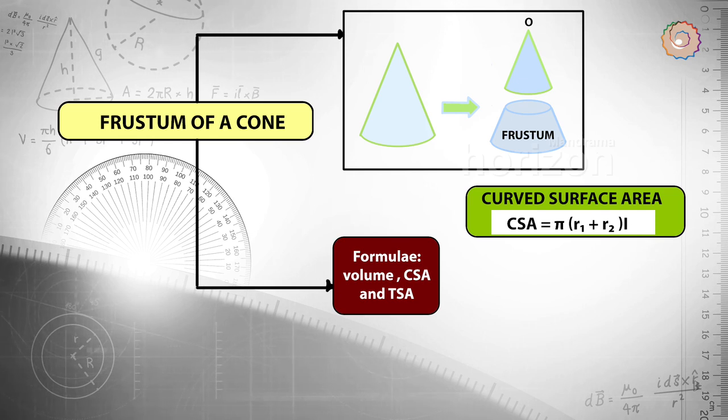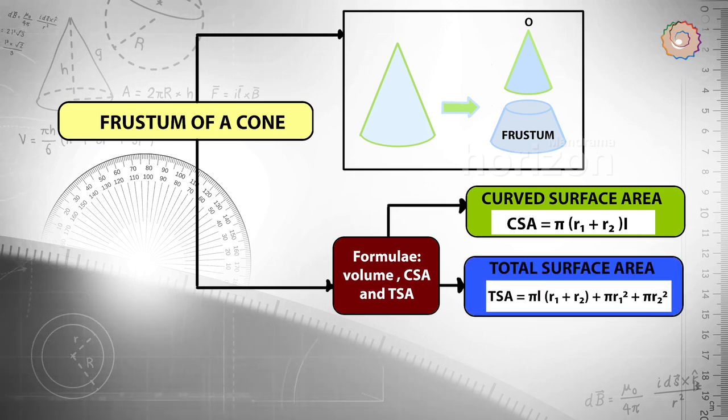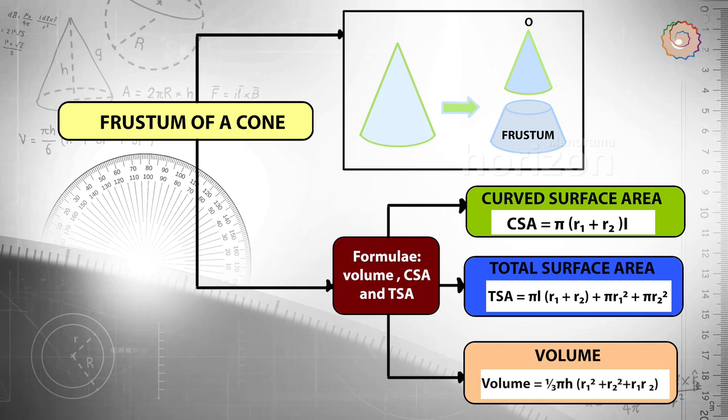Curved surface area is given by pi into (R1 plus R2) into L. Total surface area is given by pi into (R1 plus R2) into L plus pi R1 square plus pi R2 square, and the volume is given by 1 by 3 pi H (R1 square plus R2 square plus R1 into R2), where L, the slant height, is given by the square root of H square plus (R1 minus R2) the whole square. H is the vertical height of the frustum, and R1 and R2 are the radii of the two bases of the frustum.